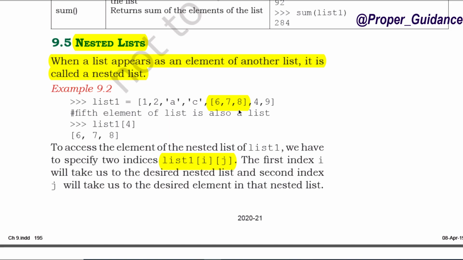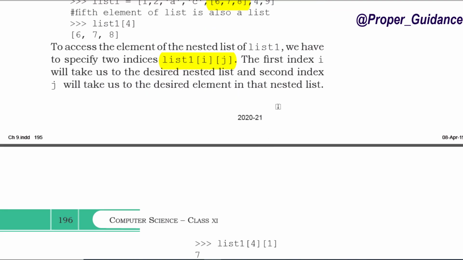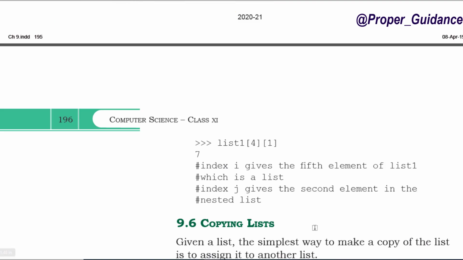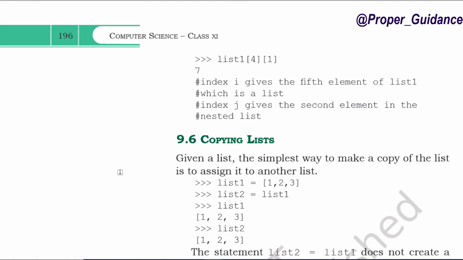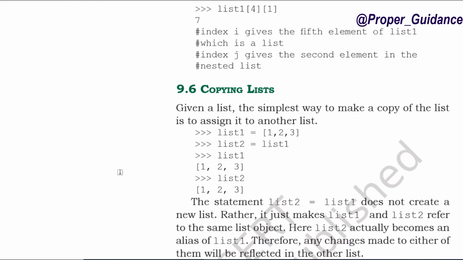Okay, see what is given here. The first index i will take us to the desired nested list, and the second index j will take us to the desired element in that nested list. What I have told you is written here. Okay, if there is any problem, please feel free to ask me for your doubt clearance.